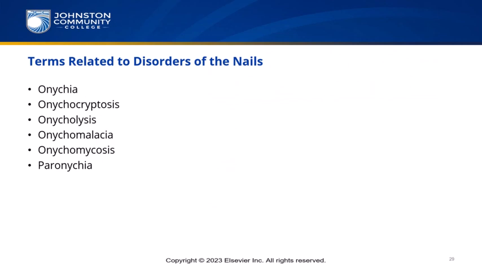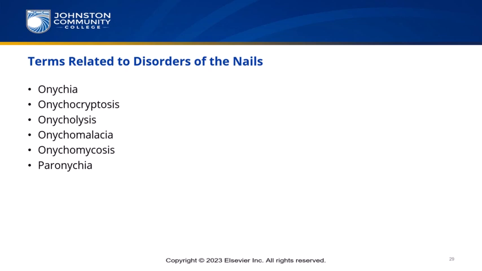Now let's discuss some terms relating to disorders of the nails. First we have onychia, which is an inflammation of the nail. It is also called onychitis. Then we have onychocryptosis, which is an abnormal condition of an ingrown nail. Crypt means hidden. Onycholysis is a loosening or separation of the nail plate from the nail bed.